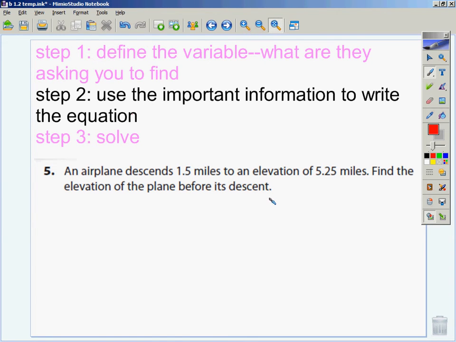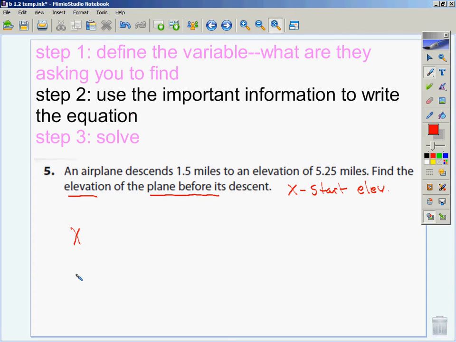What would the variable be? I would say E because you're trying to find elevation. You're trying to find what? Before it descended. I'm actually going to use X, and I'm going to let it represent my start elevation. Obviously, where I began. Okay? So I took the time to write that down. I defined my variable. X was my start elevation. I could have used any letter, right?